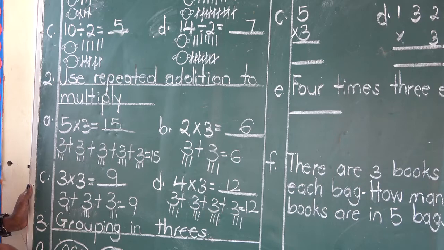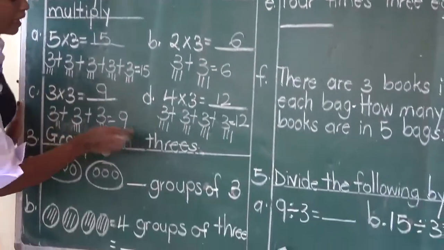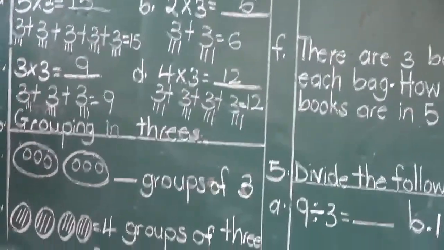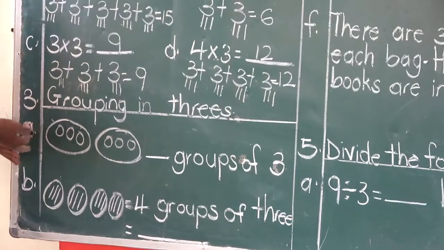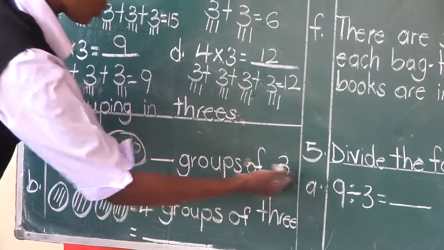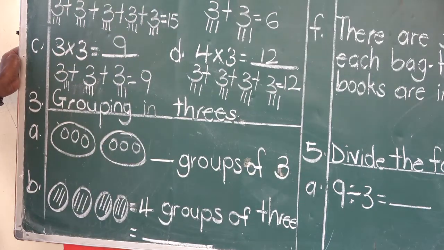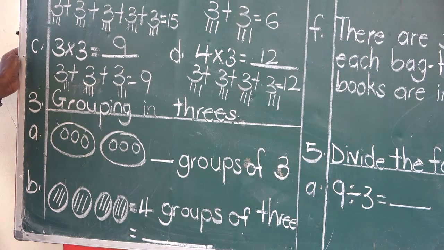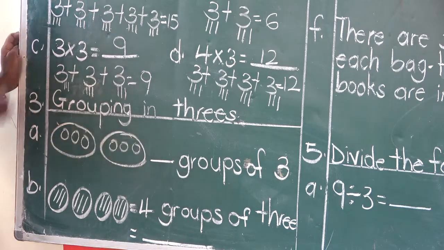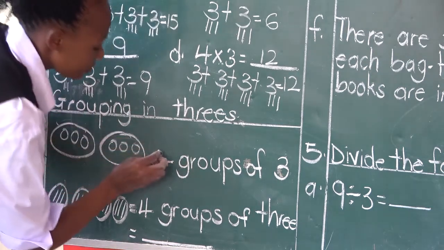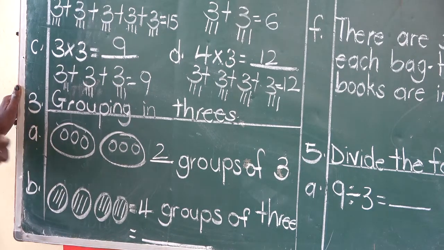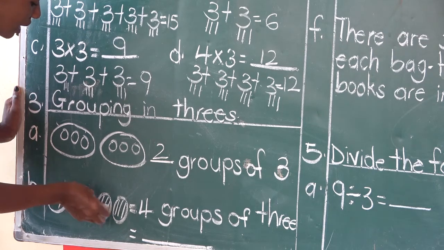Still, under table 3, we have grouping in 3s. Then here we have our groups. We've already finished grouping this. Now they ask, dash groups of 3. How many groups of 3 can you see? Let's count them. We have 1, 2. We have 2 groups of 3. Then here we have 1, 2, 3, 4.